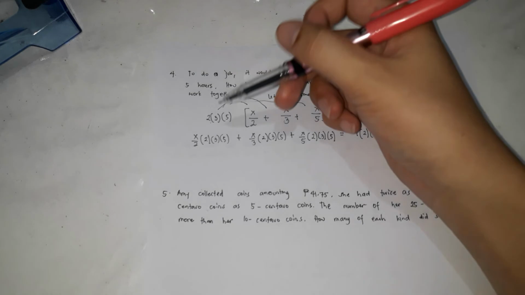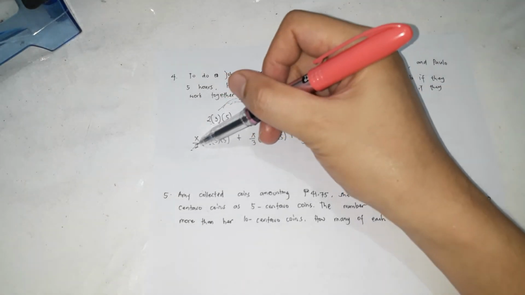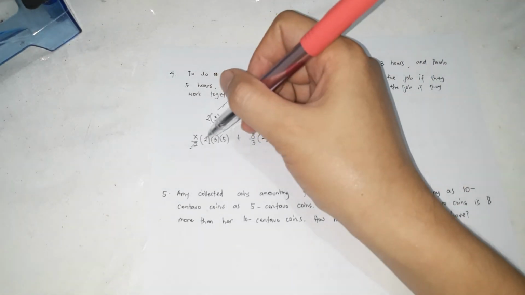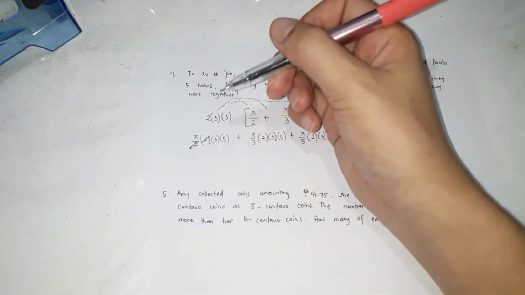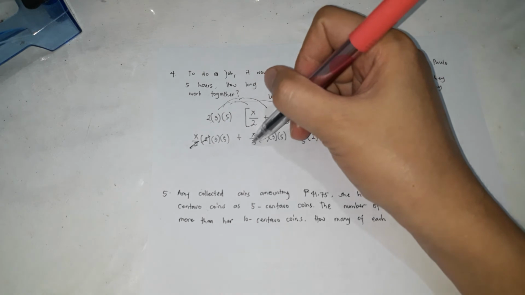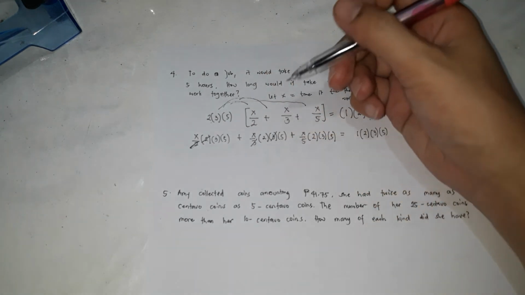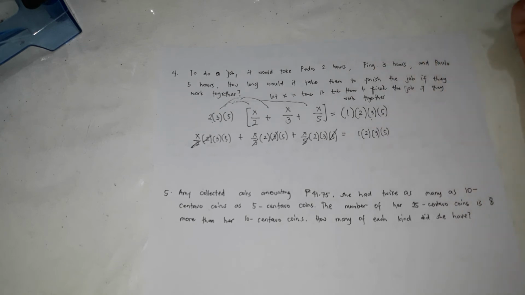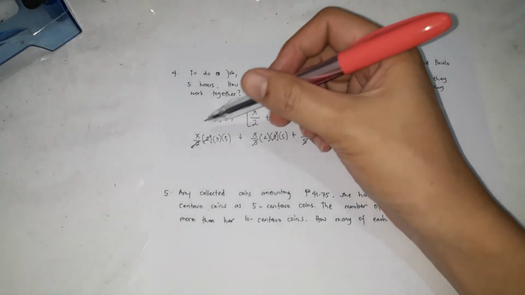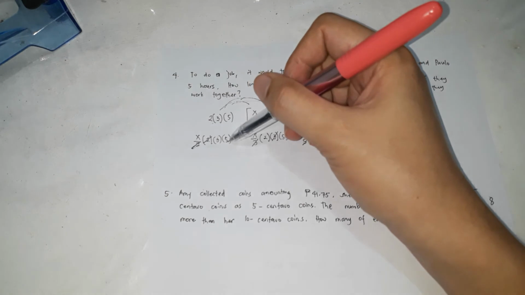Next, to solve this one, ibig sabihin niyan, i-cancel natin yung magkapareho sa taas at sa baba. Ito sa baba si 2, so i-cancel natin si 2 sa taas. 3 dito, 3 dito, so cancel natin si 3. 5, 5, dito kasi walang number sa baba, so wala tayong i-cancel. So, natira na lang dito si x, si 3, at saka si 5.